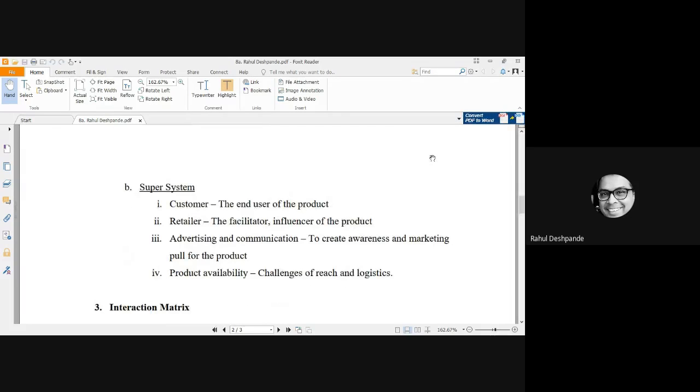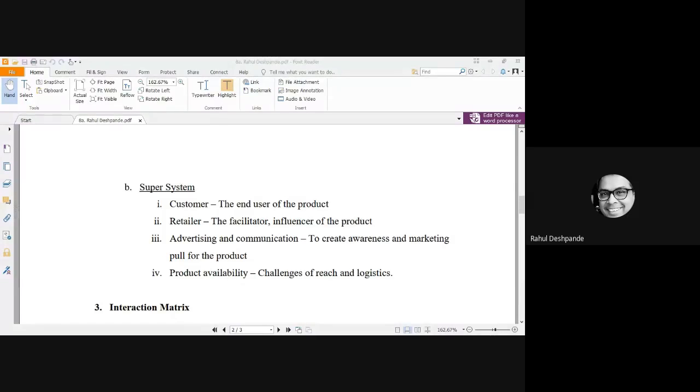If you look at the super system, at the center of everything was the customer, the end user of the product. Then we had the retailer, our channel partner, who used to be the facilitator for the company, but more importantly an influencer of the product for the customer, because the customer relied on the retailer for recommendations, as there were more than 14, 15 telecom operators out there. It was really very chaotic.